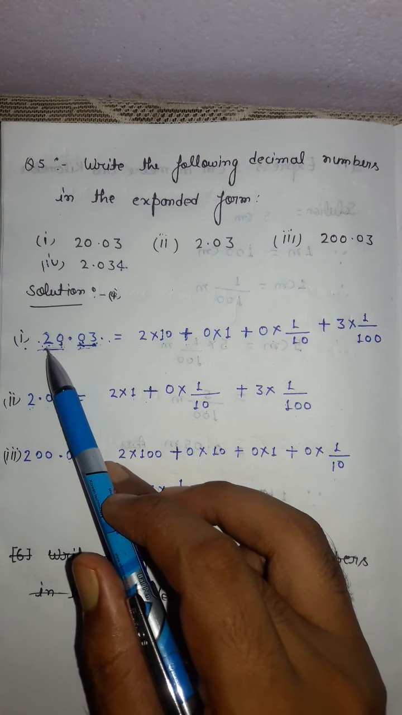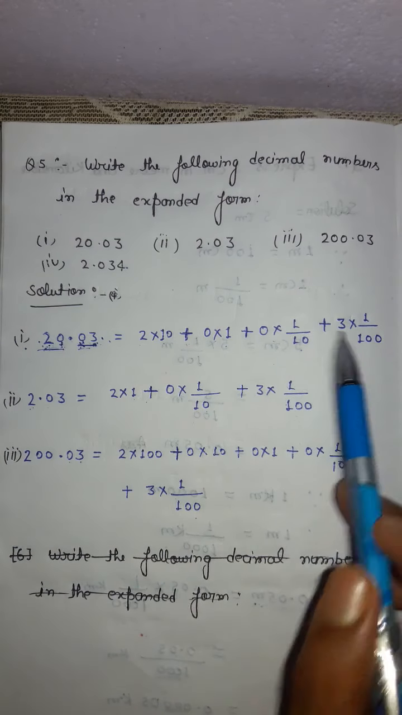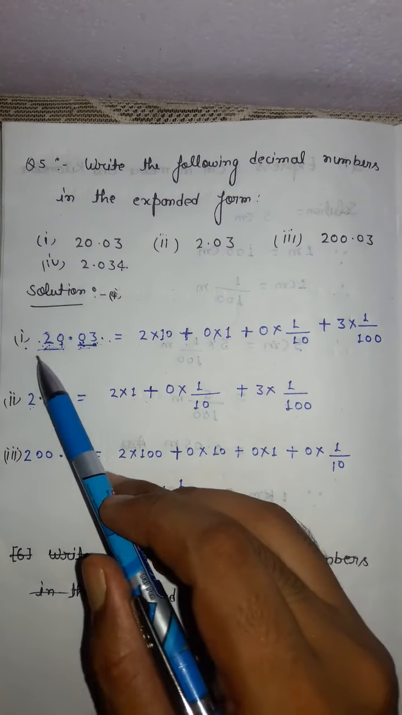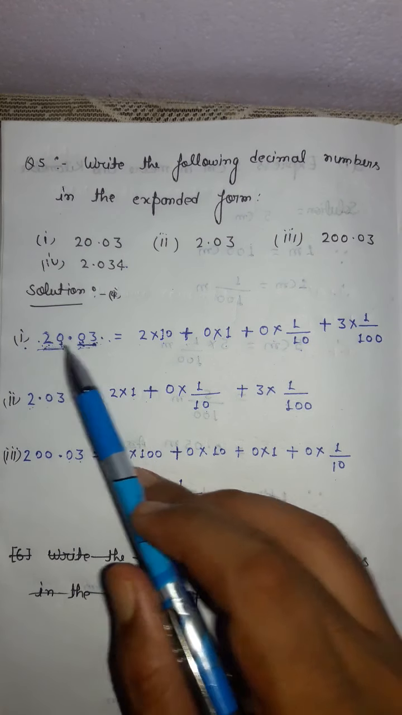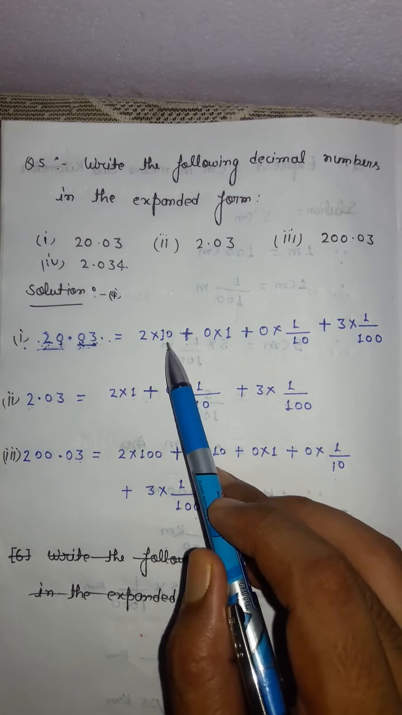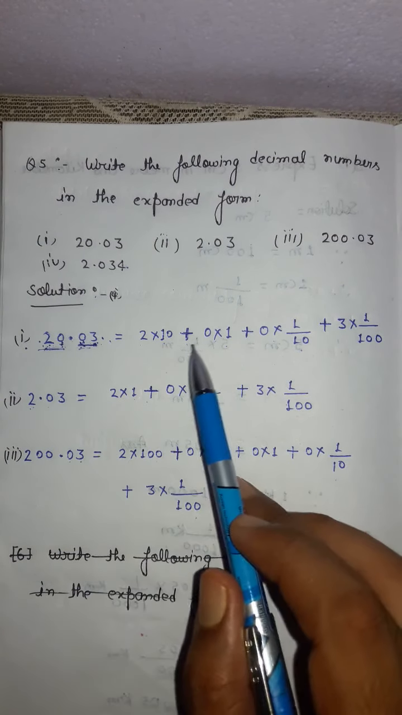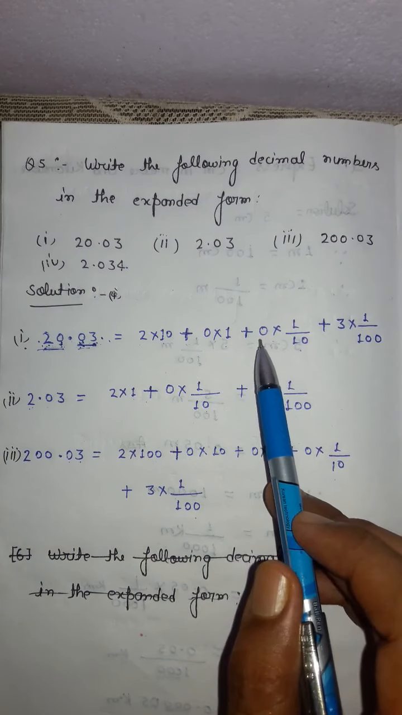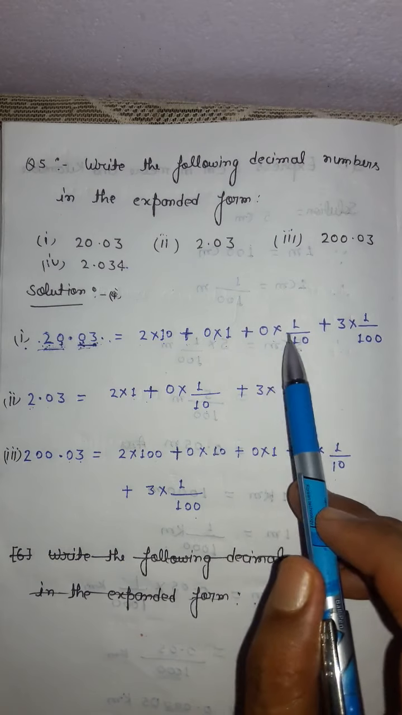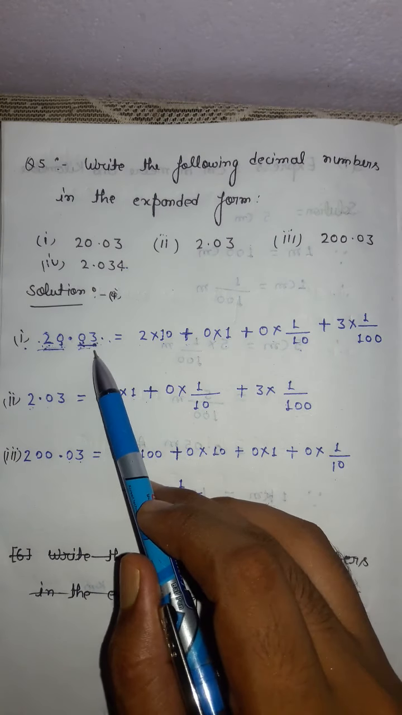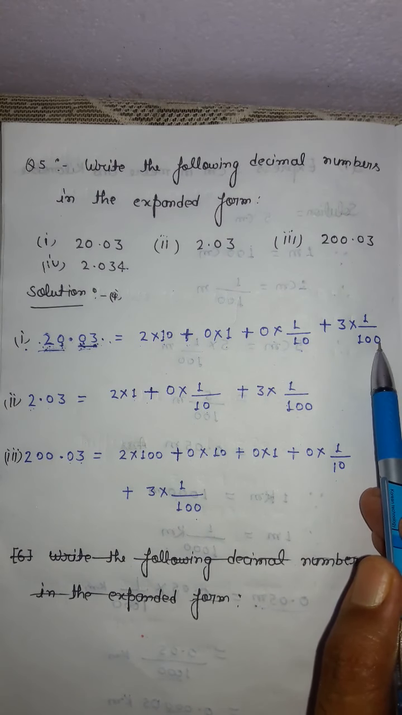Then, to write in expanded form, we have to multiply the numbers by their place values and express them using the plus sign. See here, this 2 was at the 10's place, so we'll write 2 into 10, plus 0 is at the 1's place, so we'll write 0 into 1, then again plus. This 0 is at the 10th place, so we'll write 0 into 1/10, and this 3 is at the 100th place, so we'll write 3 into 1/100.